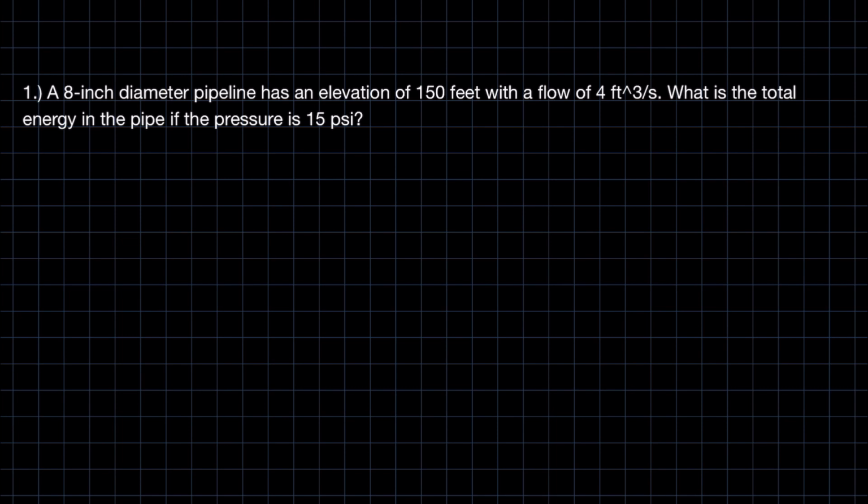So here we want the total energy, which we can use the Bernoulli equation to find. Let me write that down. If we remember, this equation contains 3 terms: the elevation head, the pressure head, and the velocity head. So let's break down which ones we have right now. First, we know the elevation head, 150 feet. We know the pressure, and we don't know the velocity.